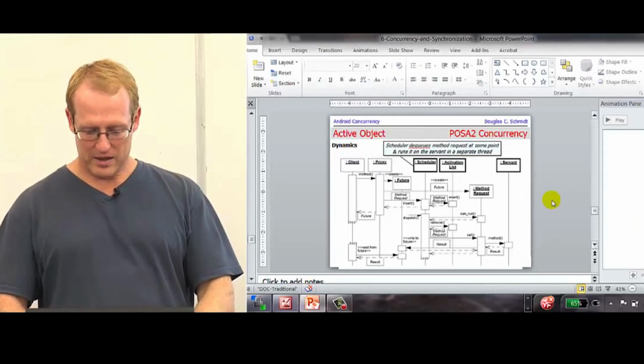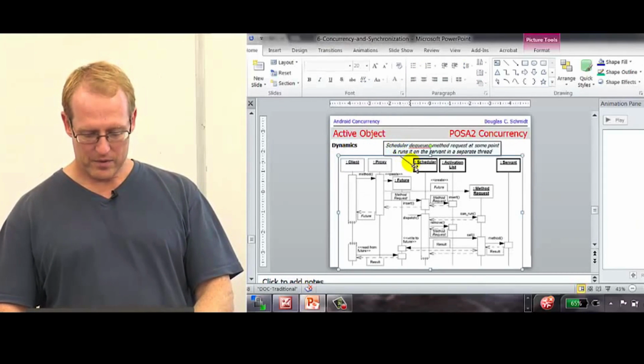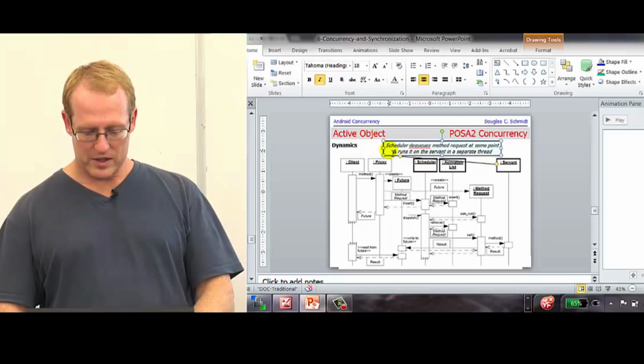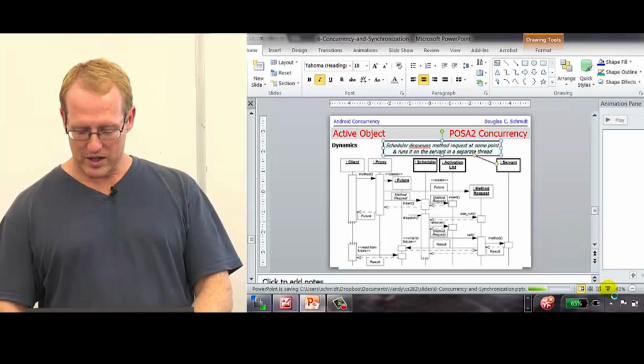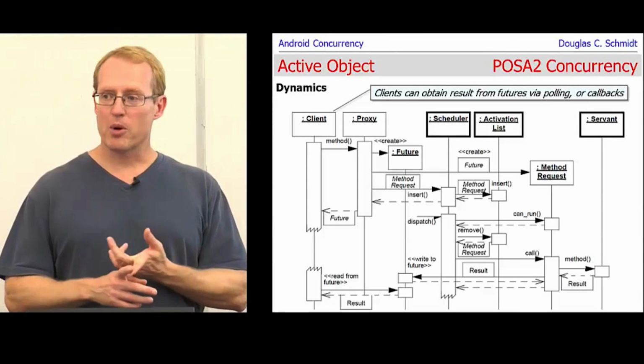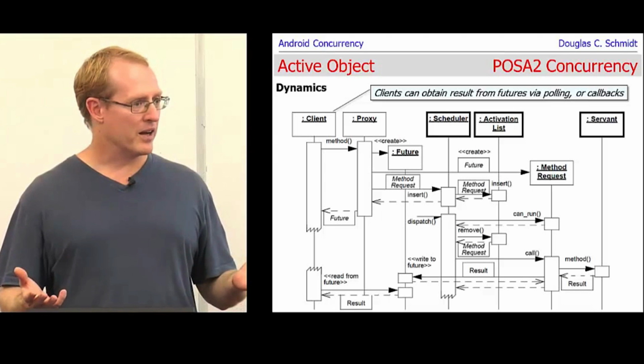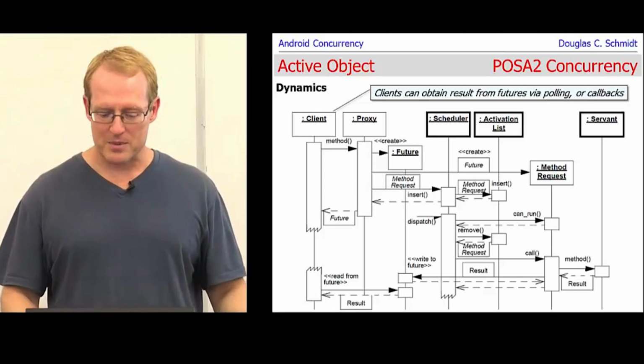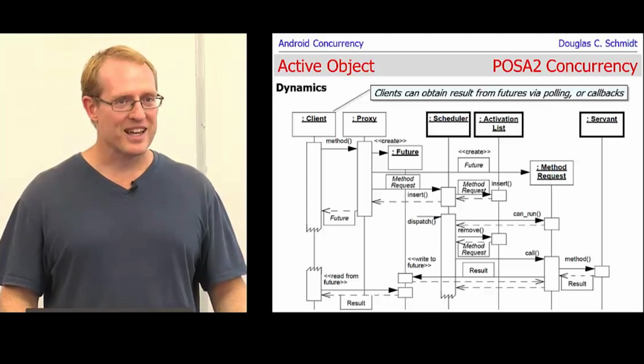Oops, that should be pointing over here. So the servant is the guy that actually does the work. And when he is done, then the client gets the results, either by polling or by some kind of callback. Okay, so that's basically the steps involved from dynamics in the active object pattern.